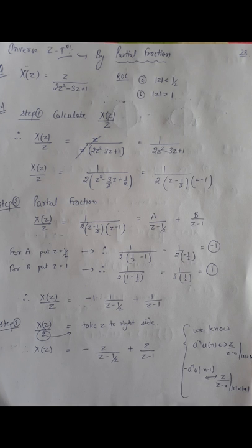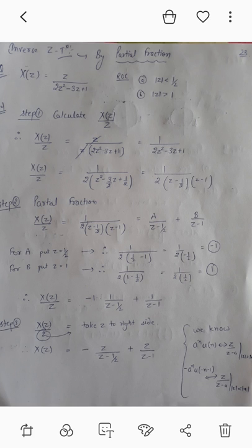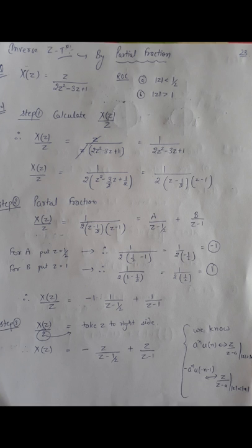X(z) by z will be equal to A by (z minus half) plus B by (z minus 1). For value of A, put z is equal to half in the X(z) by z factor, and for value of B, put z is equal to 1. So after solving we will get the value of A is minus 1 and B is 1. So X(z) by z is equal to minus 1 upon (z minus half) plus 1 upon (z minus 1). So third step is take the z on the right hand side. So X(z) will be equal to minus z upon (z minus half) plus z upon (z minus 1).